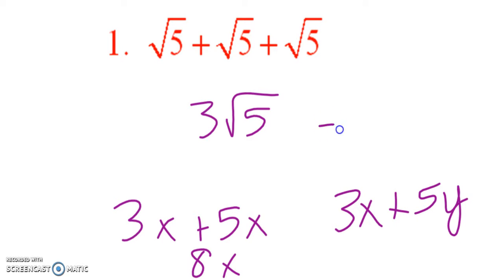Same reason if you had 3 the square root of 5 plus 4 the square root of 3, we could not add them together, so your answer would stay just as it is.